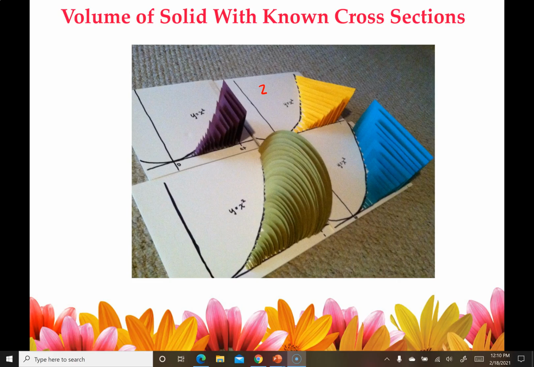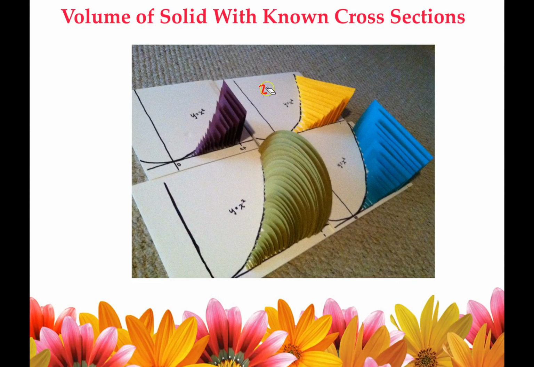So in this video, we're going to discuss how to find the volume of a solid. A solid is a three-dimensional figure with known cross-sections. And so what I mean by that is in this first picture here, your cross-sections are squares, kind of coming up perpendicular to the x-axis.